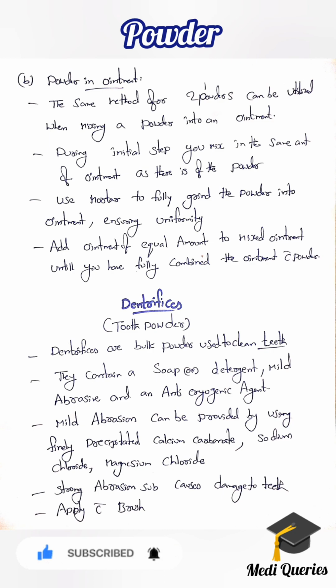And the next type of powders are the dentifrices. These are the tooth powders. Dentifrices are bulk powders used to clean the teeth. They mainly contain a soap or detergent, mild abrasives and an anti-caries agent. Mild abrasion can be provided by finely precipitated calcium carbonate, sodium chloride and magnesium chloride. All these agents are used as abrasives to clean the teeth.